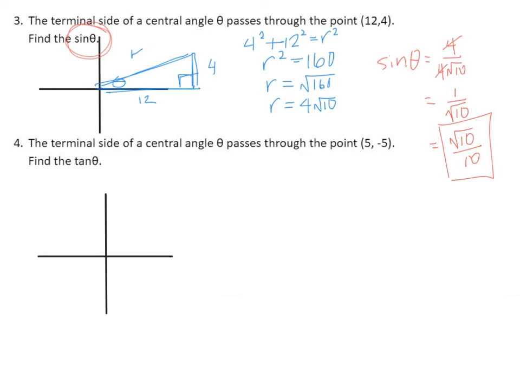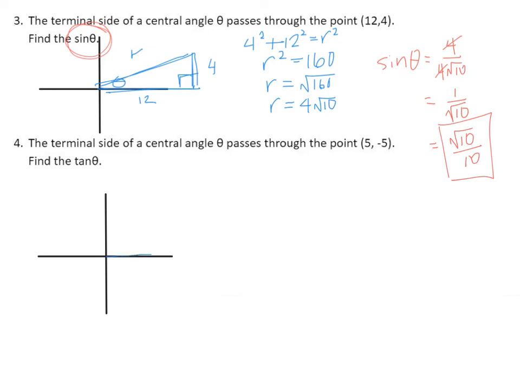Last example for today, very similar to number 3. Sometimes I save the hardest example for last. In this case, I'm hoping you'll find that this is the easier example, so we'll end on a really happy note here. The terminal side of a central angle passes through the point 5, -5.